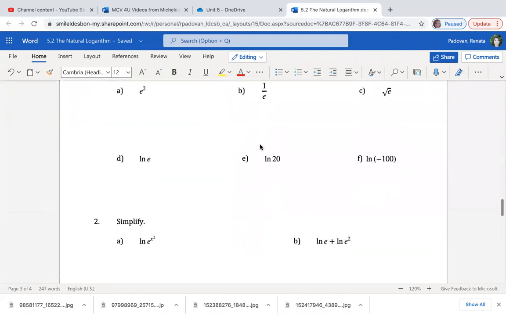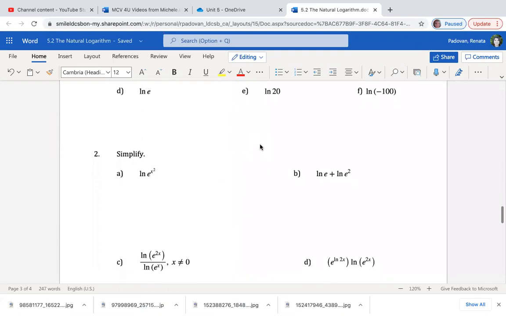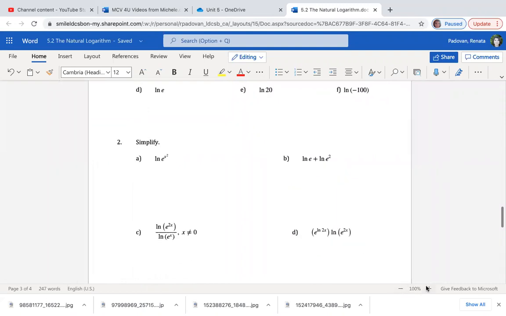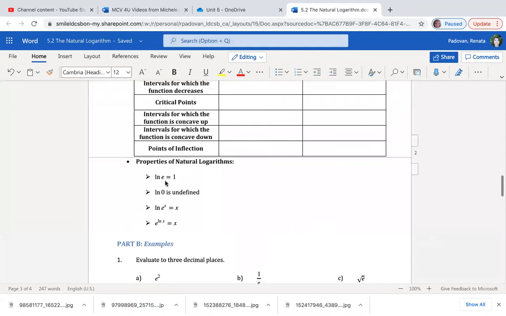Just moving this up. I'm going to zoom out so I can just fit all the rest in there. All right, so if I have ln e, well, if we go back up to the top, remembering our rules up here, ln of e is just equal to 1.